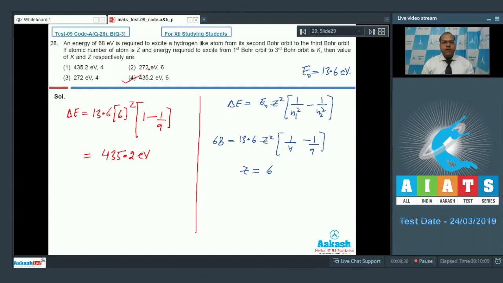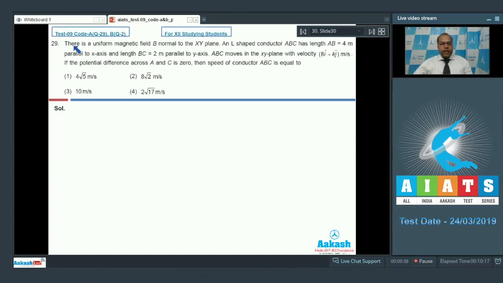Let's move to question number 29. In question number 29, there is a uniform magnetic field B normal to the XY plane. If L-shaped conductor ABC has length AB equal to 4 meter parallel to x-axis and length BC equal to 2 meter parallel to y-axis, ABC moves in the XY plane with velocity 8i cap plus kj cap meter per second. If the potential difference across A and C is 0, then speed of conductor ABC is equal to.